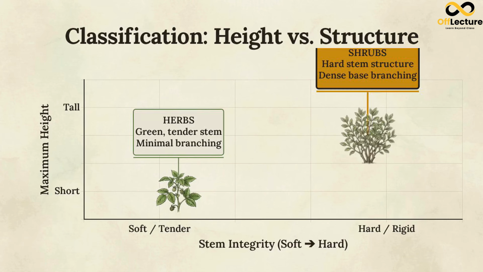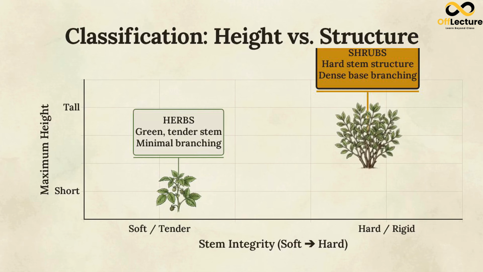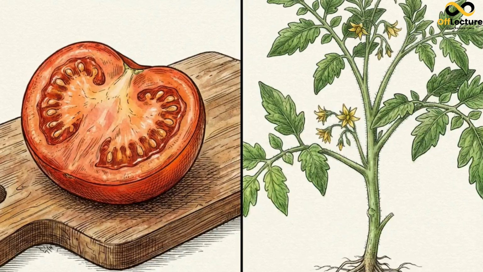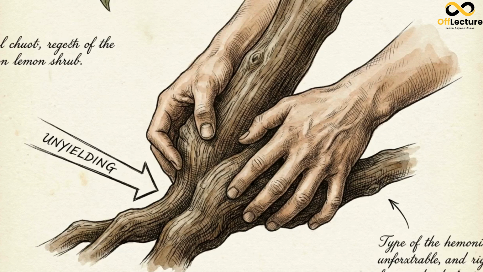Shrubs increase the scale. They have a hard stem, though not incredibly thick, and their branches originate almost directly from the base of the plant near the soil line, giving them a dense, bushy appearance. Think of a lemon or a hibiscus plant. This creates a common trap for students. A tomato is a fruit in the kitchen, but structurally, the plant is an herb because of its soft green stem. A lemon plant is a shrub because its stem is rigid and branches from the base. The physical hardness of the stem dictates the category.